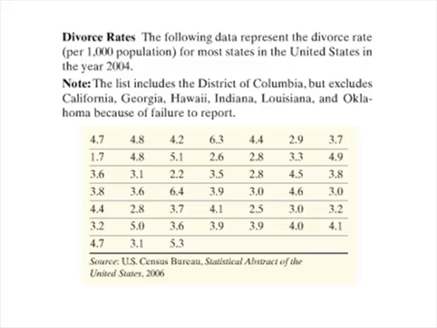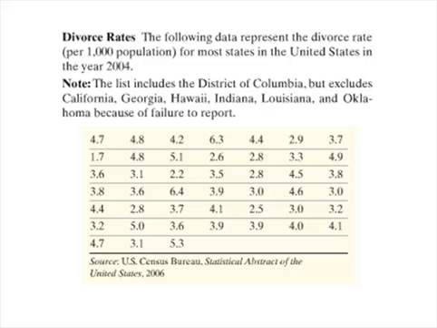The data is on divorce rates, and the unit is number of divorces per 1,000 population in many of the U.S. states. This includes the District of Columbia, but not Georgia, California, Hawaii, Indiana, Louisiana, and Oklahoma. You can see the source down at the bottom. Notice that all of these data values are rounded to the nearest tenth.